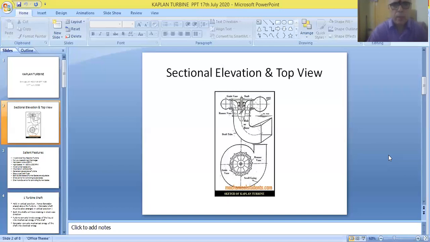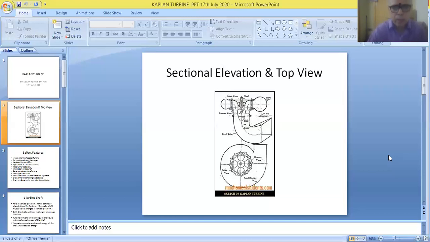And finally, as mentioned earlier, the shaft of the turbine will be arranged in a vertical position. So therefore, the shaft of the generator must also be arranged in a vertical position. So therefore, the generator will be placed above the turbine for power generation. So this is the arrangement of the KAPLAN turbine.